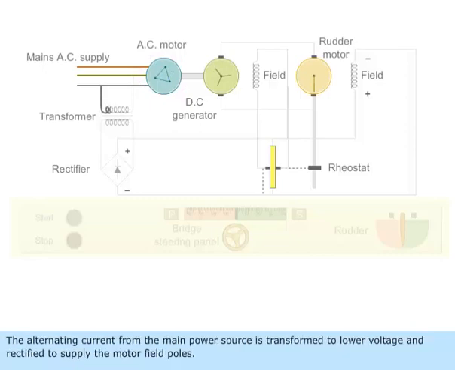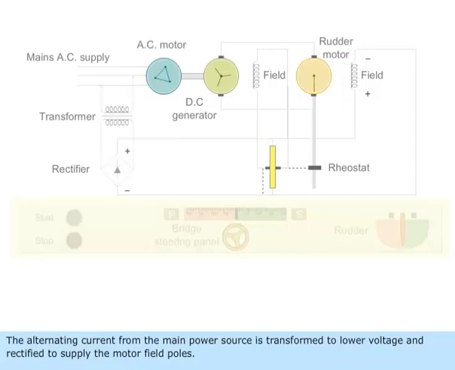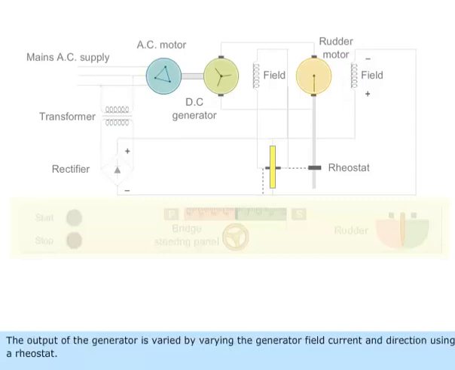The alternating current from the main power source is transformed to low voltage and rectified to supply the motor field poles. The output of the generator is varied by varying the generator field current and direction using a rheostat.